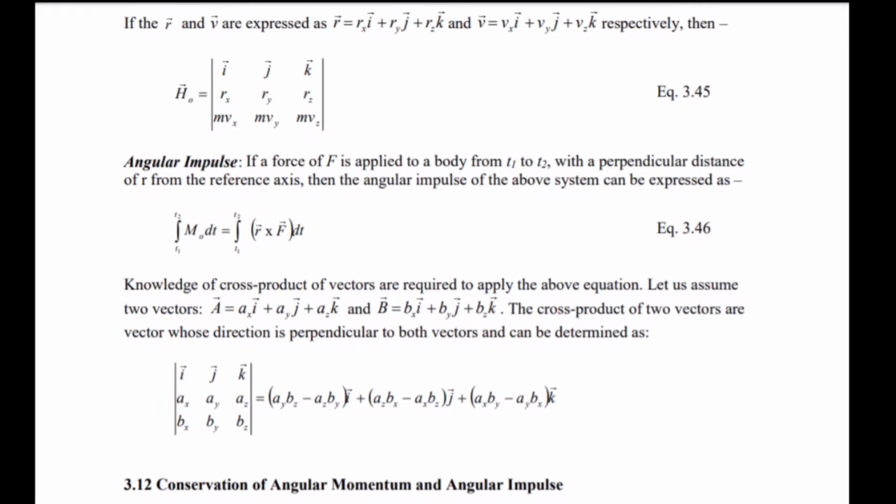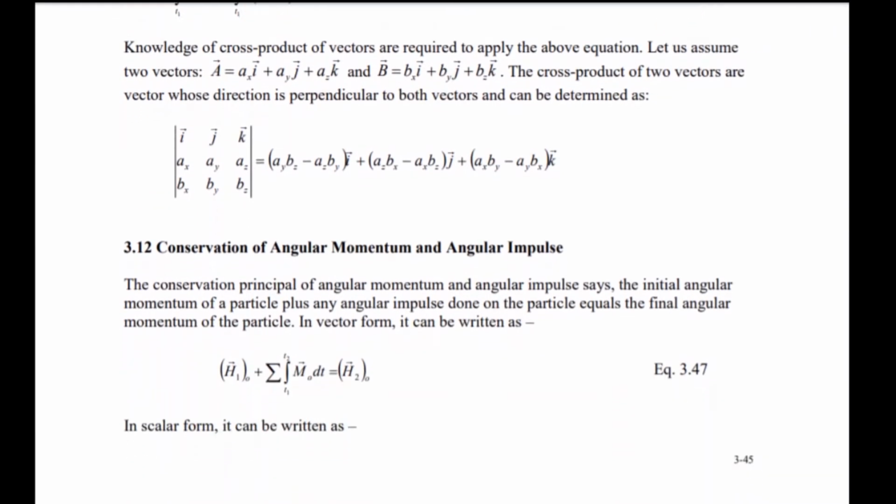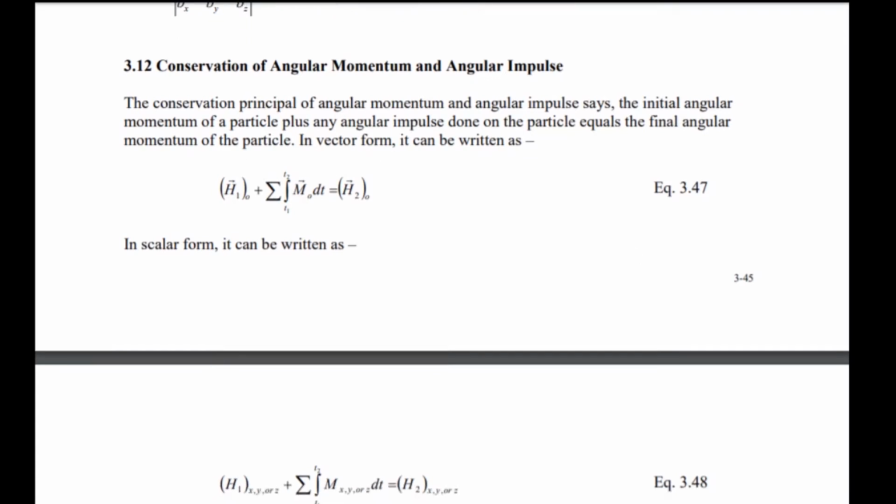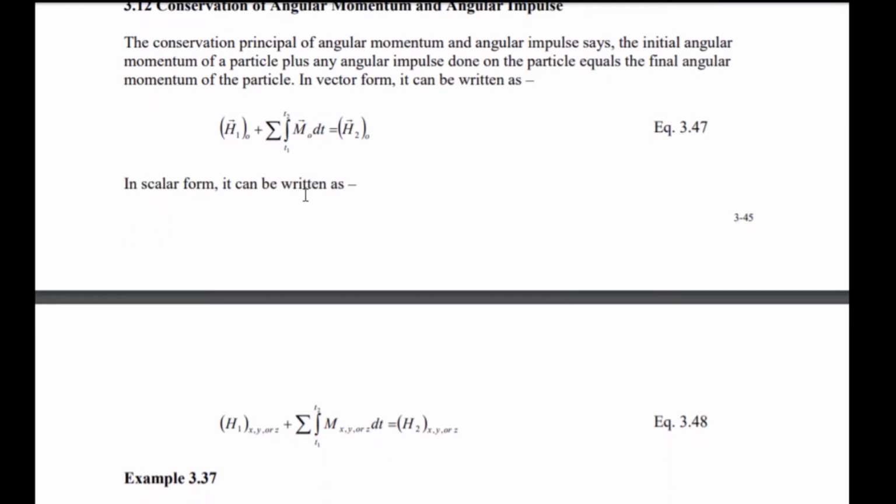Then what is the conservation of angular momentum and angular impulse equation? Similar to the linear, we learned that mv1 plus F times t equals mv2. Same thing here, we will just add that radius of application. So if we apply the radius of application, it will be m v1 r plus, now the angular impulse.